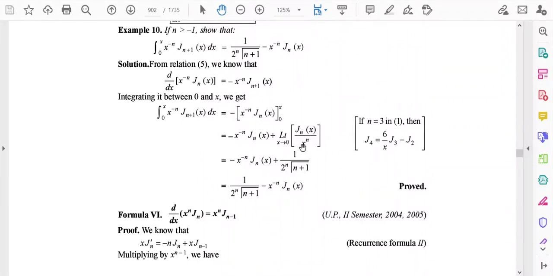So here we have used that result in this place. So ultimately what we are obtaining, that is the integral from 0 to x of x to the power minus n J n plus 1 x, that becomes 1 by 2 to the power n gamma n plus 1 minus x to the power minus n J n x. So it has been proved.